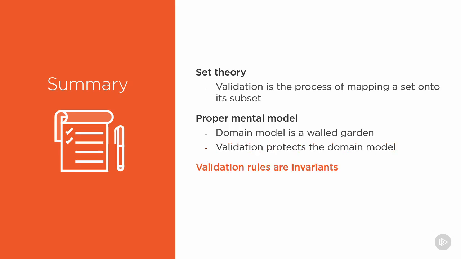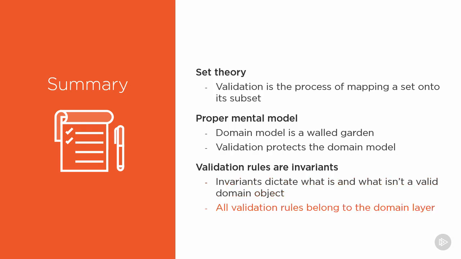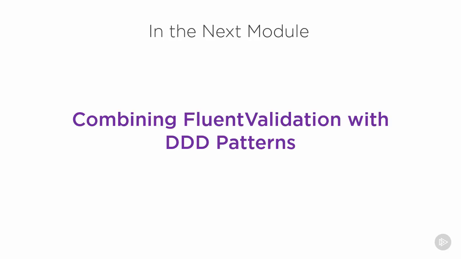The rules that form the process of validation are called invariants. Those are the rules that dictate what is and what isn't a valid domain object. All validation rules, even the simplest ones, belong to the domain layer. They are part of the domain knowledge of your application. In the next module, we will talk about how to keep that knowledge in the domain layer while still benefiting from all the functionality of the Fluent validation library.